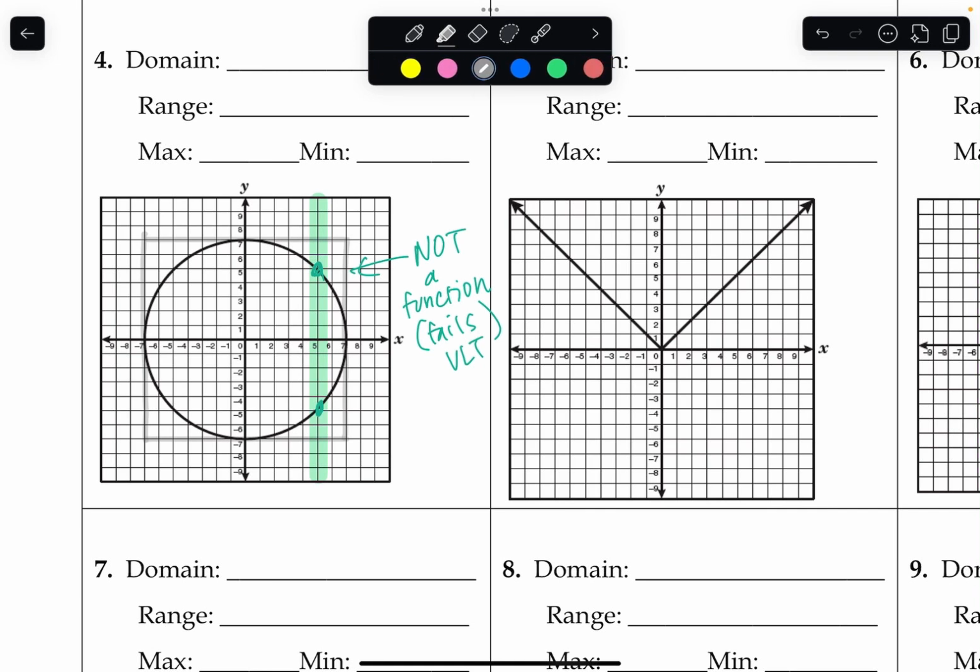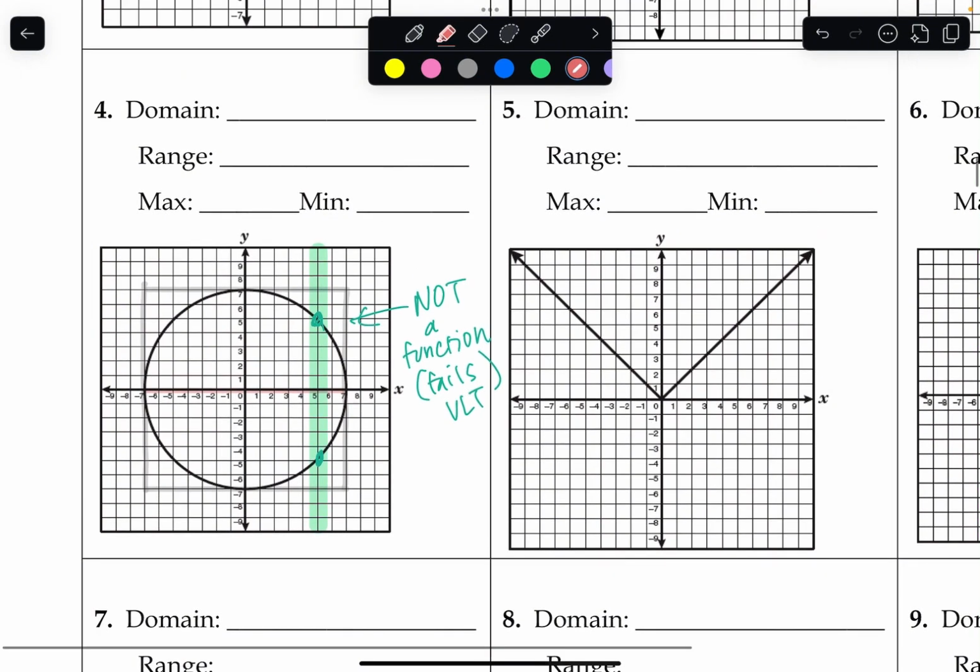Okay, and so my domain is going from -7 to +7. Brackets, because we don't have open circles. And then same thing for the range, -7 to +7.